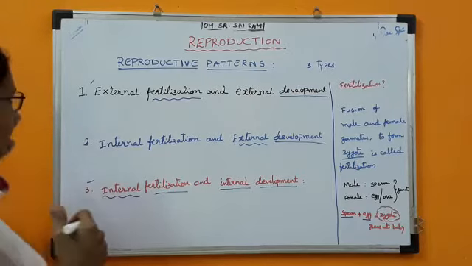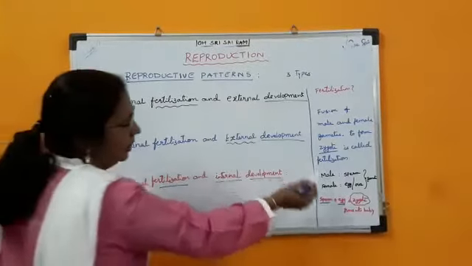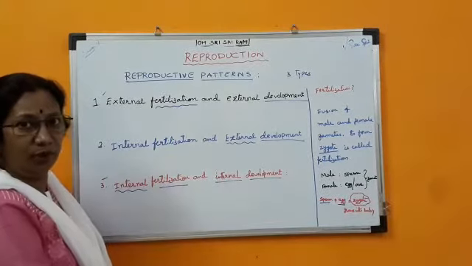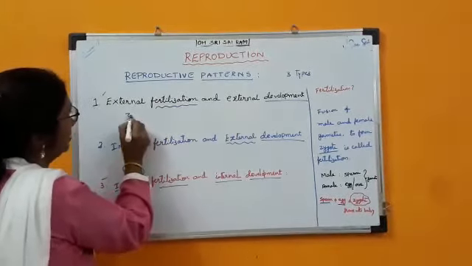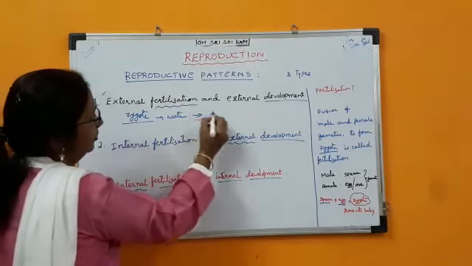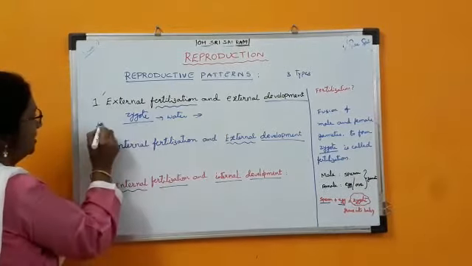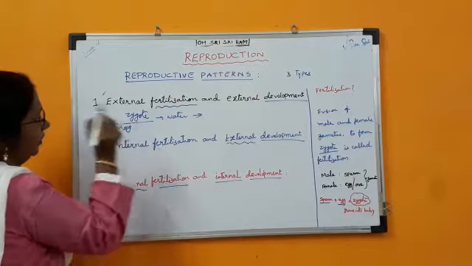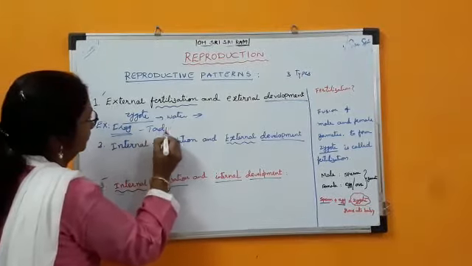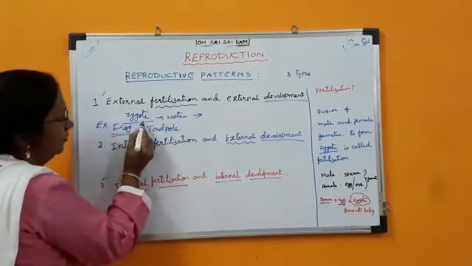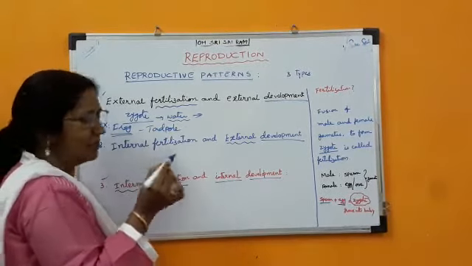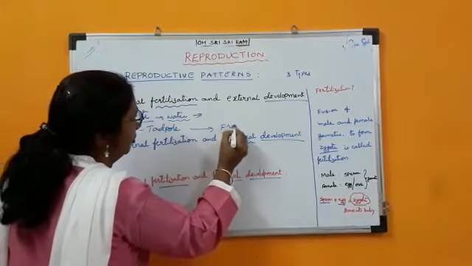Now I will start explaining each one. In external fertilization, the male releases sperm into the water, and at the same time the female releases ova into the water. Both fuse and form a zygote in the water, and the zygote grows into babies. An example is the frog. I think you might have observed tadpoles. The zygote grows into a tadpole, which swims in the water for 7 weeks, and then slowly the tadpole converts into a frog.